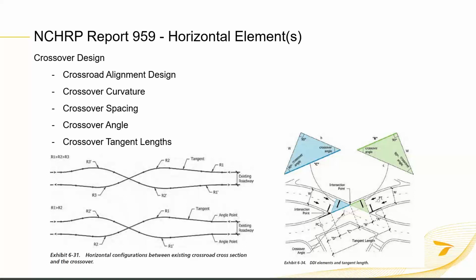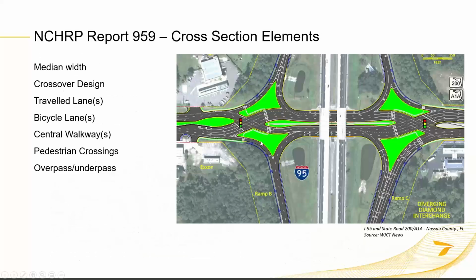Larger right away, and then crossover tangent links, which basically ensures that our vehicles are not between two curves. They do not suddenly change the driving path, right? So some other cross sections that we will be looking at.